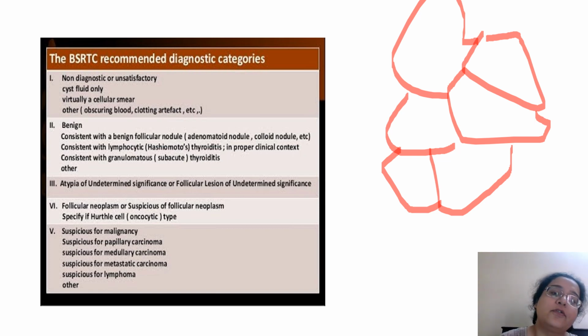The fourth category is follicular neoplasm or suspicious for follicular neoplasm. So basically you start with thinking about neoplasms from the fourth category. Till third you are confused, and first is unsatisfactory, second is benign, third is I don't know. I mean, I'm telling you in layman terms how you can remember. And then fourth category is, okay, this is a follicular neoplasm. Rest all the neoplasms fall in the fifth category. That is papillary, medullary, metastatic, lymphoma, etc. Also remember that in the fourth category, you need to tell whether it is oncocytic type or not, because it has prognostic importance.